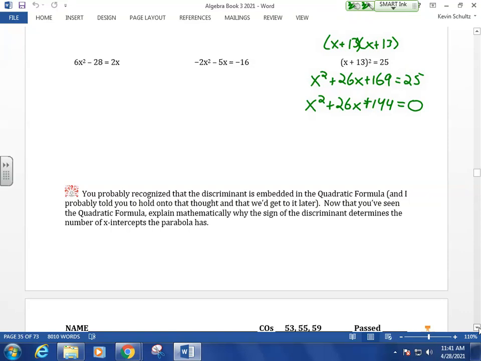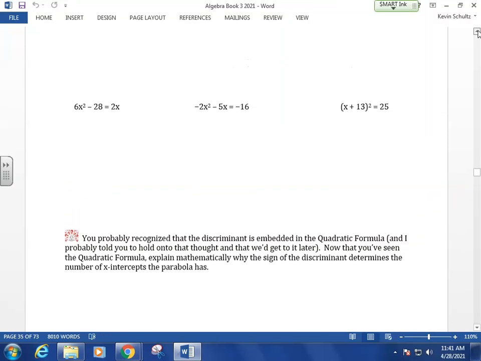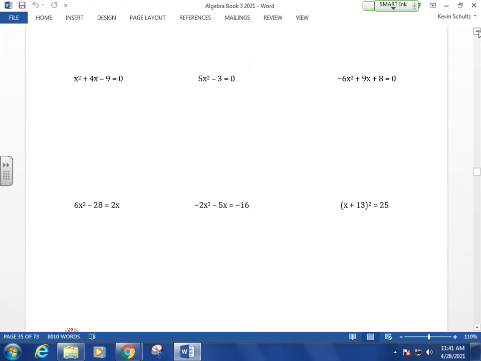I forgot to mention, oh my gosh, shame on me. How would you check your answer here? For the one before this, we got 0.78 and negative 0.78. How would you check your answer to make sure you're right? Because after doing all that work, you want to get the answer correct. How would you check it?